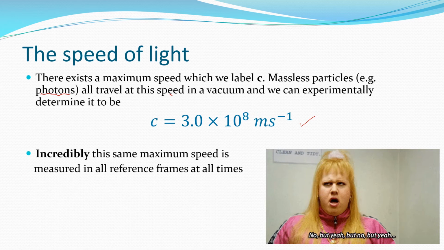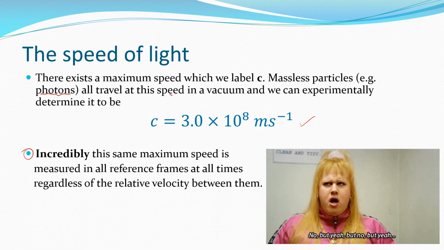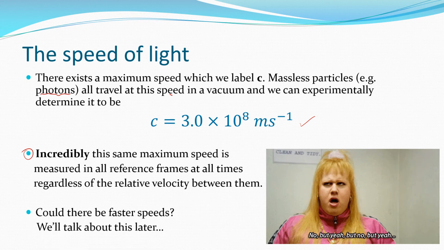And the interesting thing for relativity is this point here, it's the same maximum in all reference frames at all times. And that's why we start to look at things like time dilation and so on, because it's got to change to account for this. Doesn't matter what the velocities are. Could there be faster speeds than the speed of light? The laws of physics tell us at the moment, no, that's not possible. But we'll talk about that later.